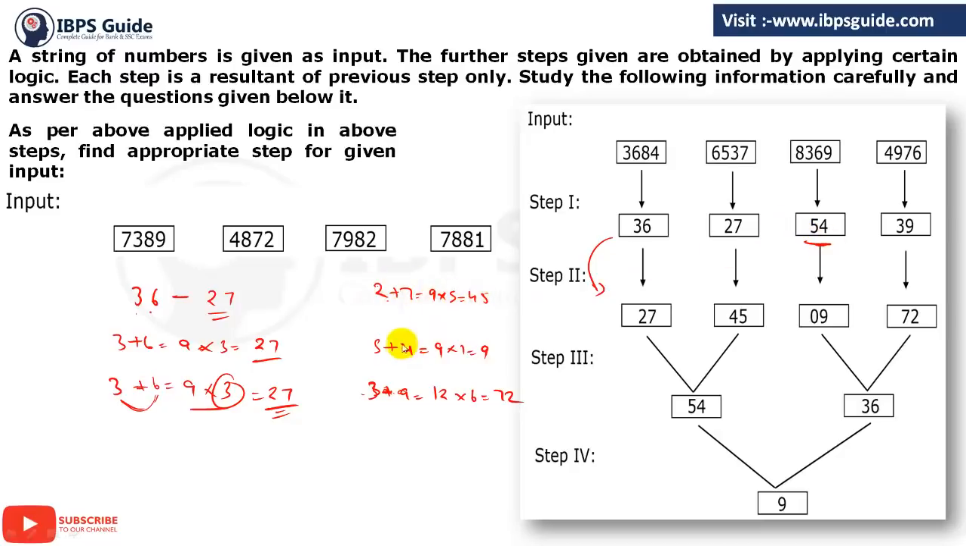Again 54. 5 plus 4 that is 9, and the difference between 5 and 4 that is 1, so that will be 9. Now 3 plus 9 that is 12, the difference between them is 6, so 12 6s are 72. So this is how step number 2 is formed. Clear? Now let's move on to step number 3.